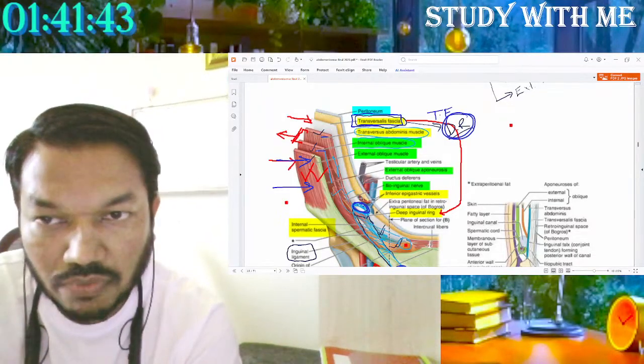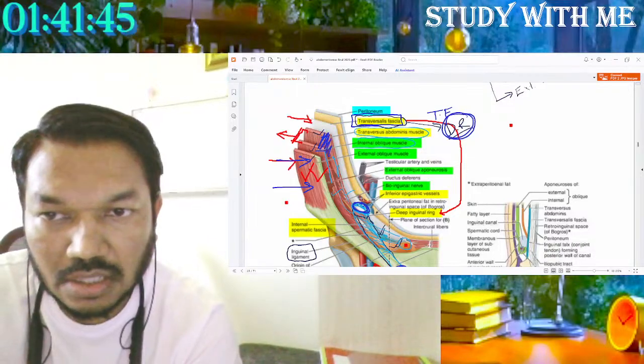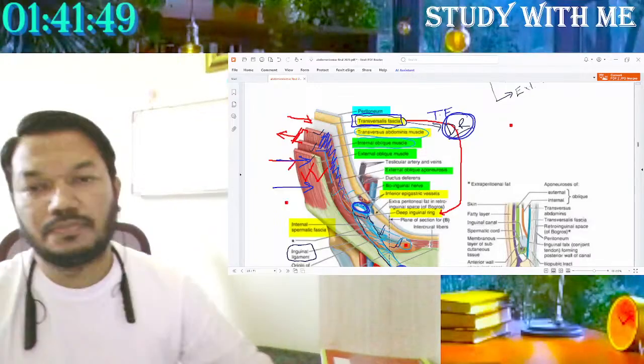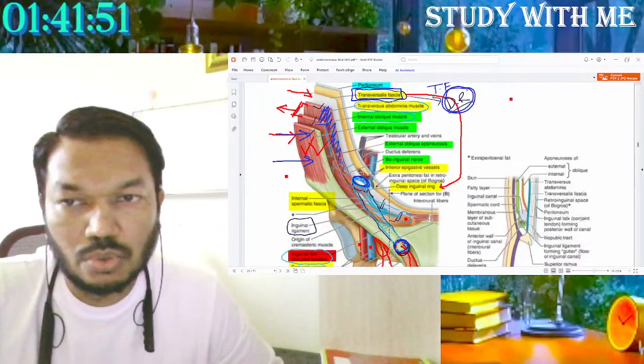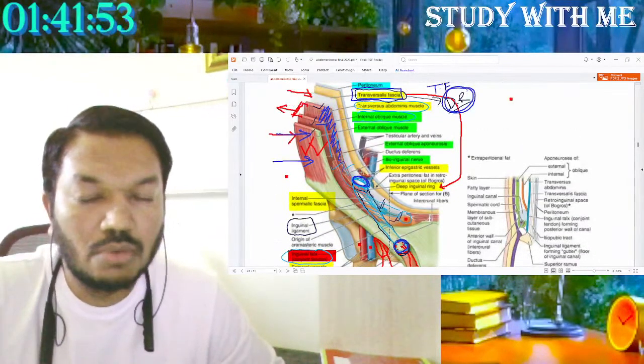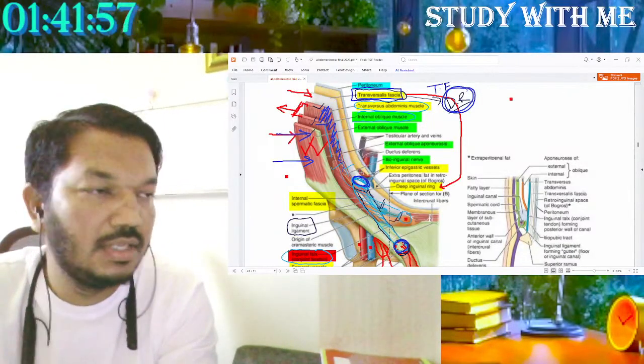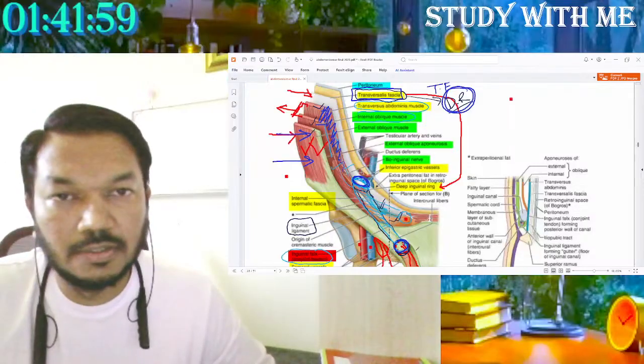And in between these two fascia are the two layers, and these two actually form the roof. So we have anterior wall, posterior wall, roof, and the floor. Floor is by the inguinal ligament. Very simple. Easy.